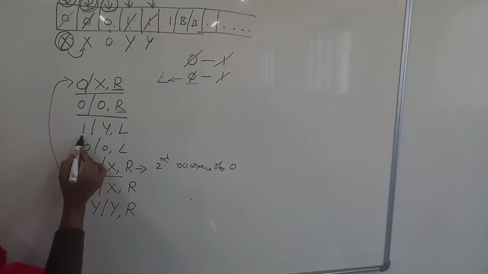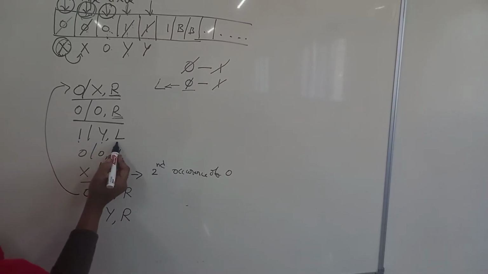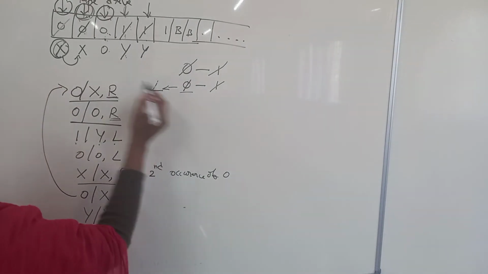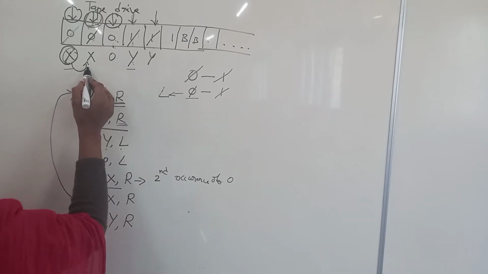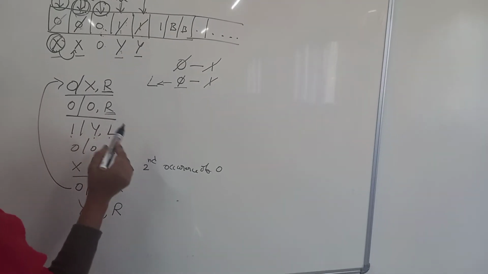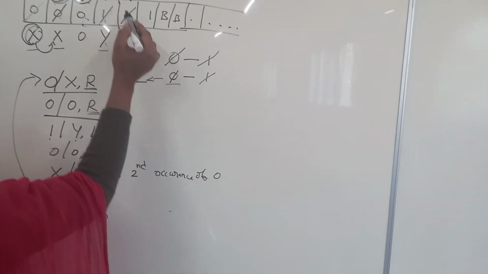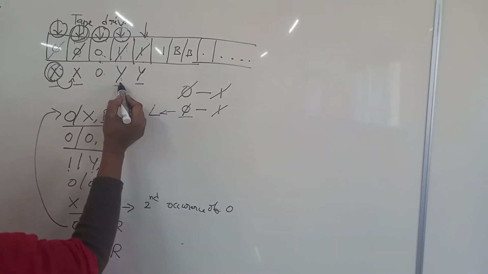I have updated the cell symbol 1 with Y, and then I move to the left direction. For the first occurrence, the first Y we have replaced, and the second occurrence of Y we have replaced. Now we need to find out whether there is any third occurrence of 0. For that we need to move to the left direction. Now the control head is pointed to this position. Here the symbol Y is there.